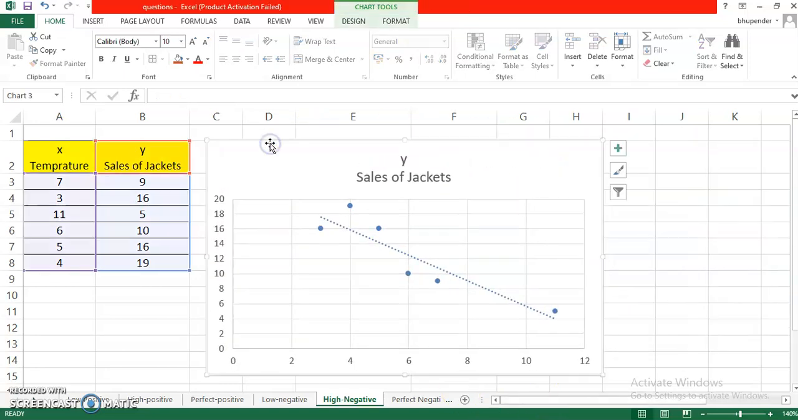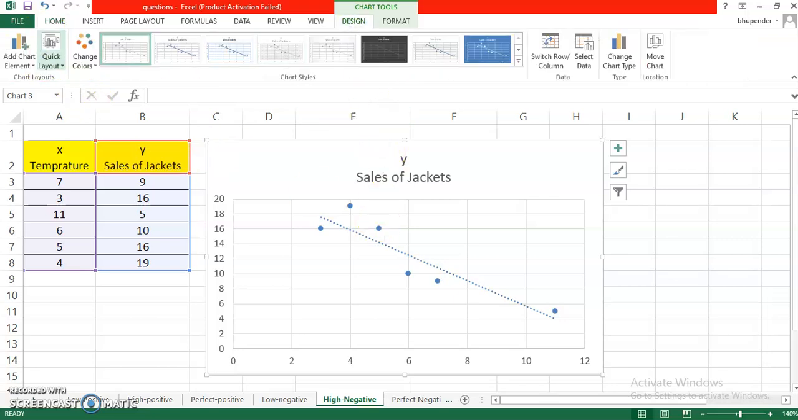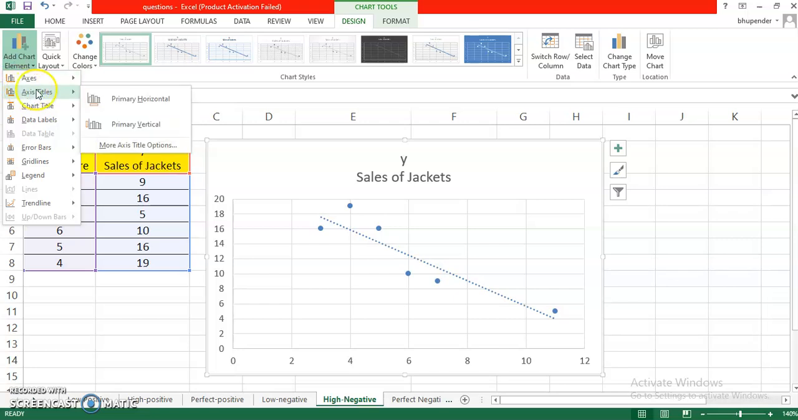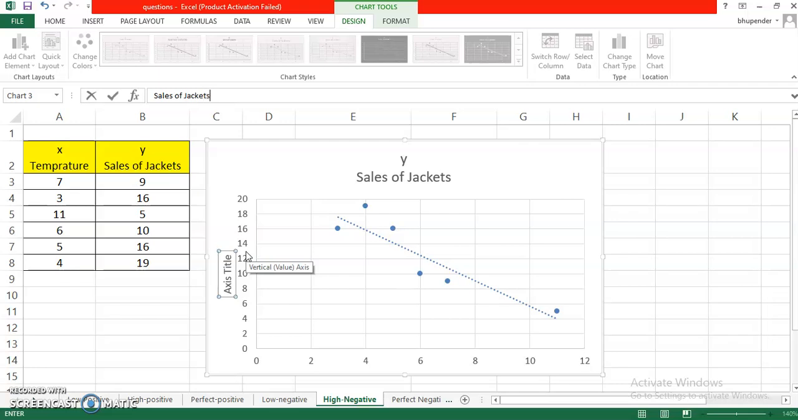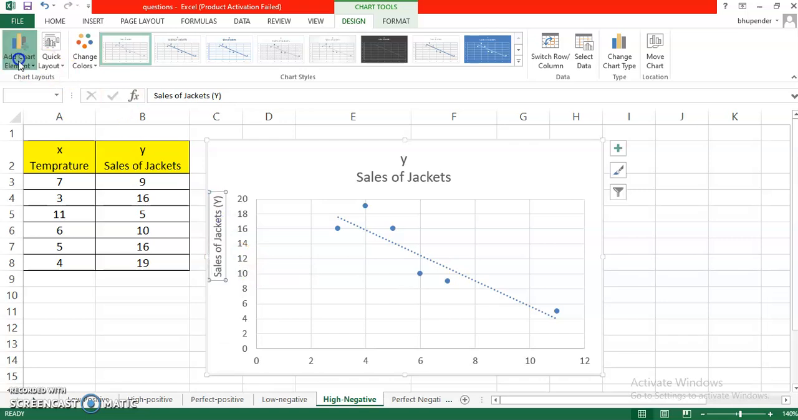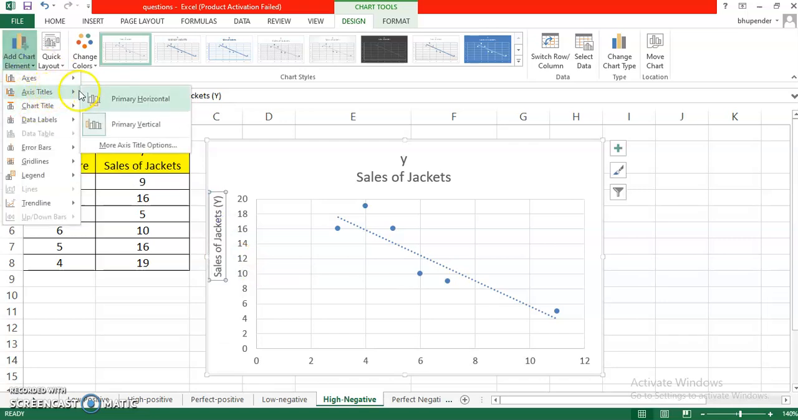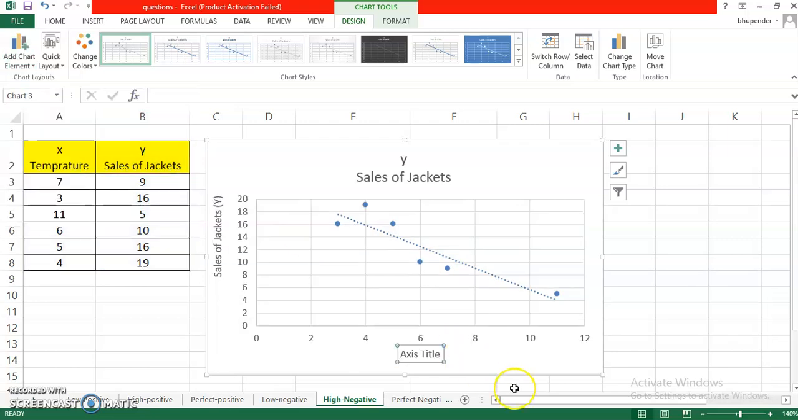And you can add the variables. I just select the graph, the design tab, add chart element, axis titles, vertical, and what is the vertical? It is sales of jackets. It's the variable Y, right? And what is exactly my axis of X? So I add chart element, axis title, horizontal, and it is temperature.